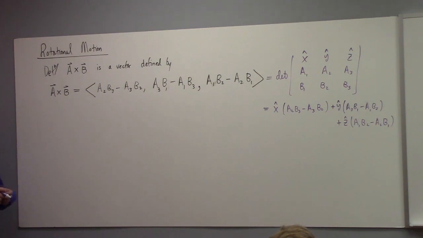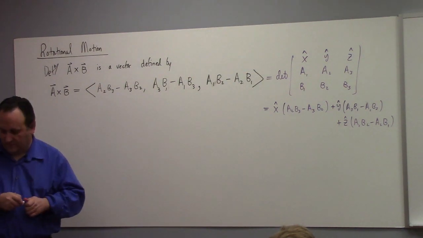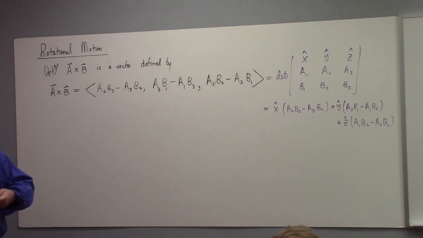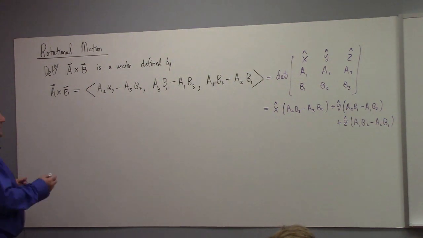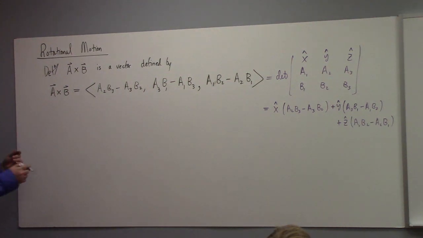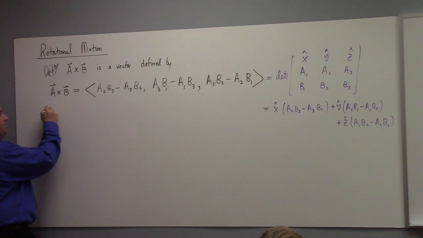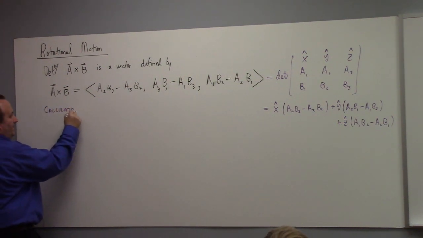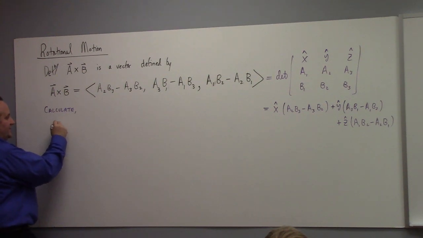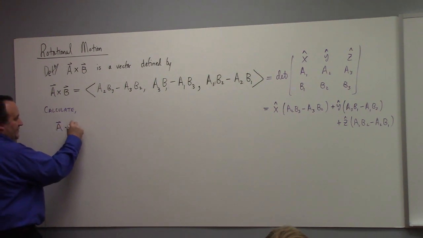The question is, why? What's the purpose of this new vector that we're creating, right? And the answer is relatively simple. And let me show you what it does. So let's calculate what happens if we take the dot product of A and A cross B. What do you get then?